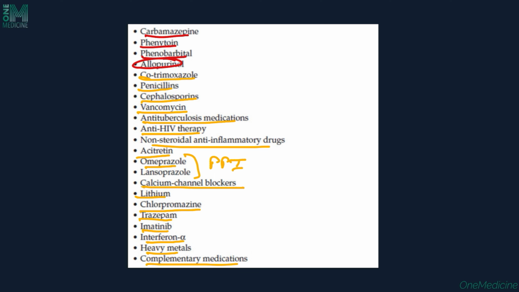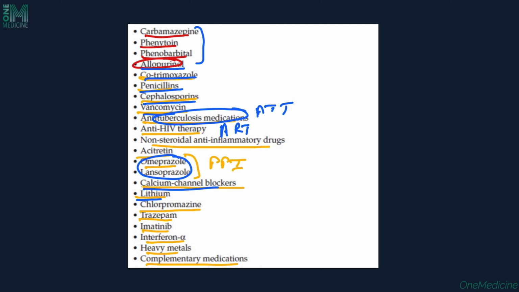So mostly what you should remember are the anticonvulsants, allopurinol, antibiotics like cotrimoxazole, penicillin, cephalosporin, vancomycin, ATT, and ART, that is antiretroviral therapy, PPIs, and CCBs, lithium. So these are a few important drugs you can remember which can cause this drug reaction.